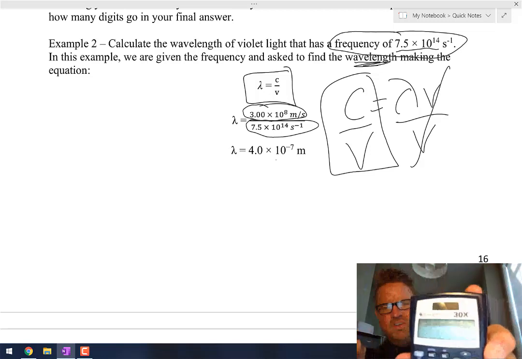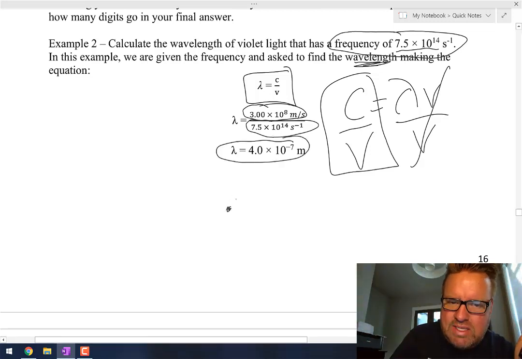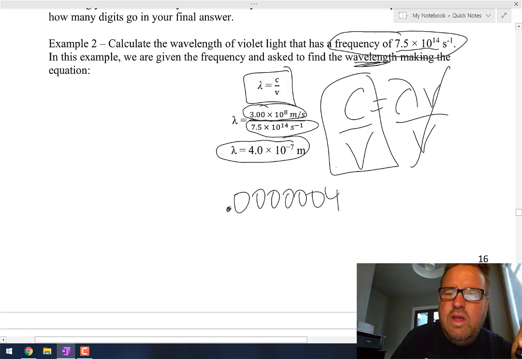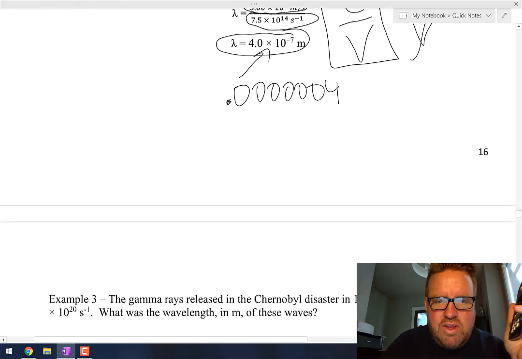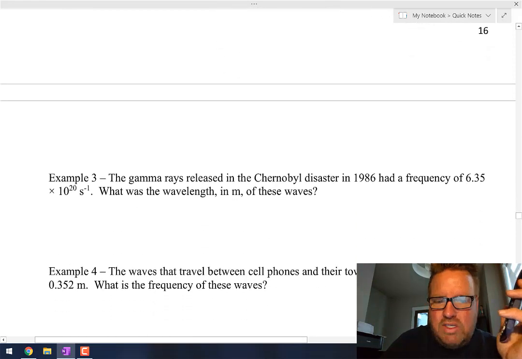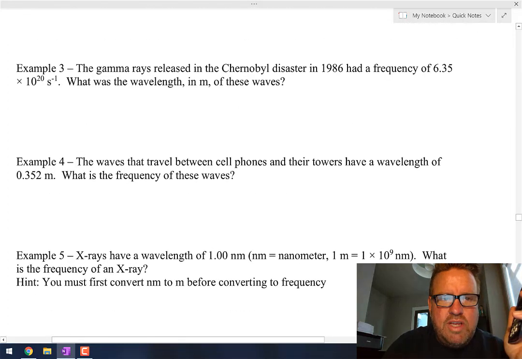Okay, and then on my screen, again, I can see it does say 4.0 times 10 to the minus 7th. Again, on your screen, it might say 0.0000004. Again, much easier just to put it into scientific notation. If you need a quick review on scientific notation, guess what? There's lots of videos on the internet to do that. Okay, so let's do a couple more examples here.